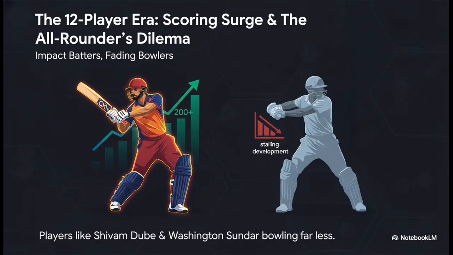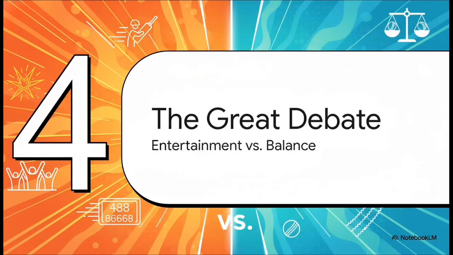So all of this brings us to the final and most important part of this whole thing, the great debate. What this rule has really done is create this massive clash between two totally different ideas about what cricket should be. Is it all about entertainment, or is it about protecting the balance of the game? It really is two sides of the same coin. On one hand, you've got the players. They're worried about the all-rounder being sidelined and the balance between bat and ball being thrown completely out of whack, just making it a batter's game.